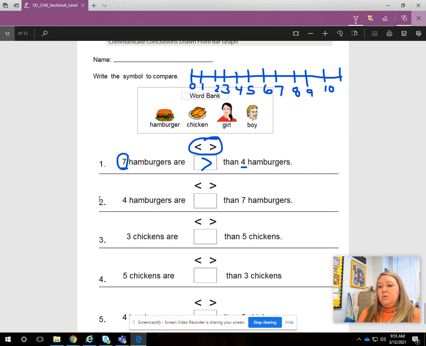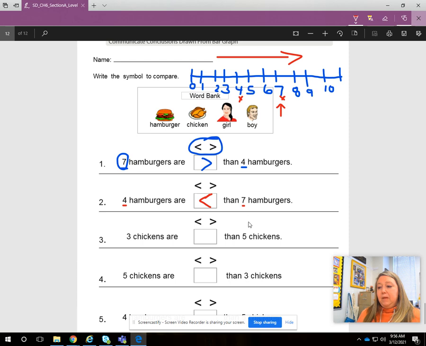So if I have my number line up here, this can now help me to solve some of the problems. Number 2 says 4 hamburgers are greater than or less than 7 hamburgers. So we have 4 and 7. It looks like 7 is the bigger number because the bigger numbers are this way. So I'm going to make sure my alligator eats the bigger number, so he's going to be focused on this 7.